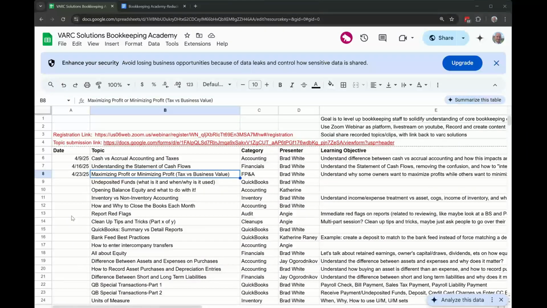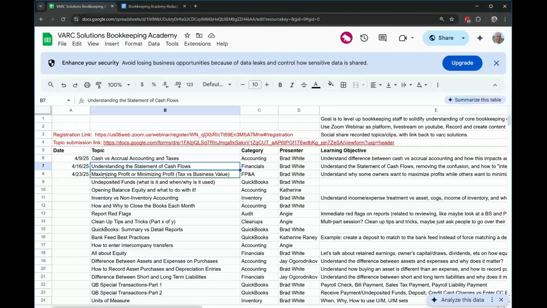But it's really, really hard to be a consultant and an advisor if you have some gaps in the basic accounting fundamentals. And so that's part of what we're trying to do here. Just a real quick recap. Last couple of weeks, we've talked about cash versus accrual accounting and how that's different than taxes. We went through the statement of cash flows, which is a mysterious financial statement for most people.